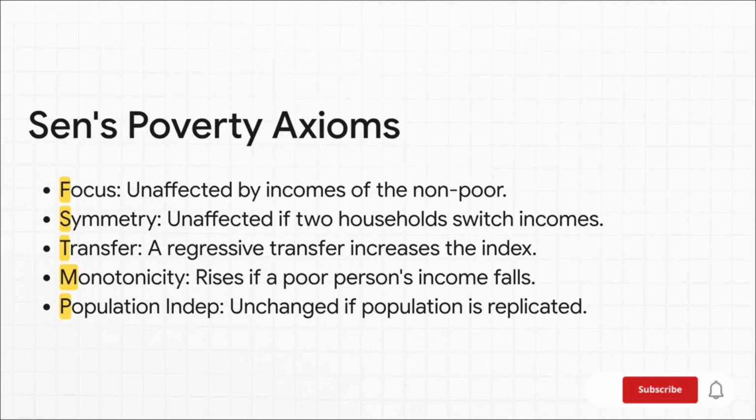So how do we know if any of these poverty measures are actually any good? Well, Nobel laureate Amartya Sen gave us a set of principles, or axioms, to test them against. And for your exam, the key thing you need is this fantastic mnemonic, FTOMP. It stands for focus, symmetry, transfer, monotonicity, and population independence. You'll definitely want to remember that one.